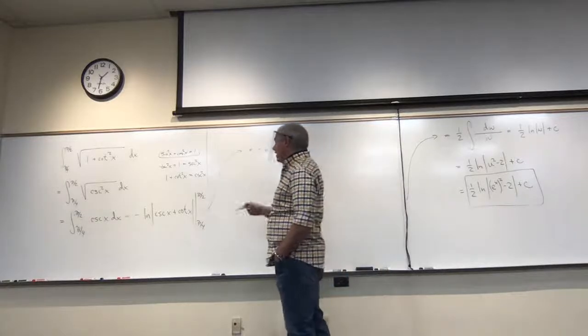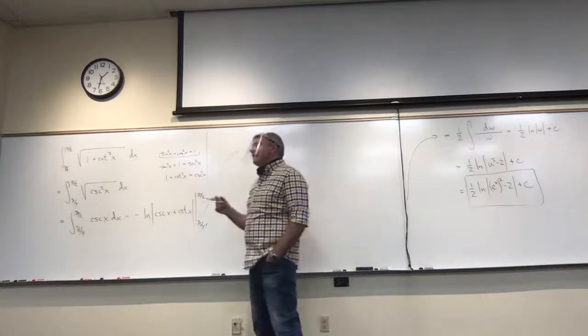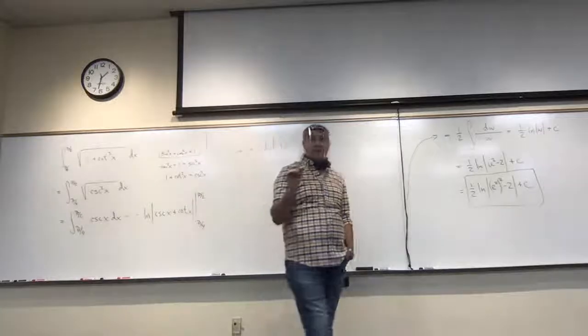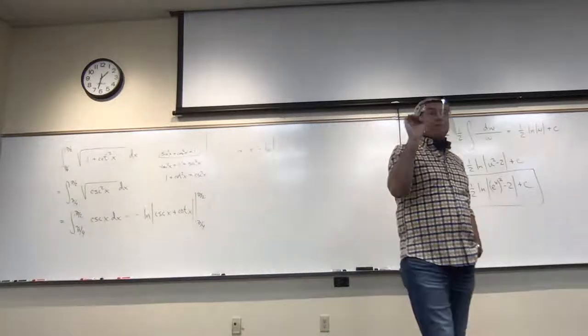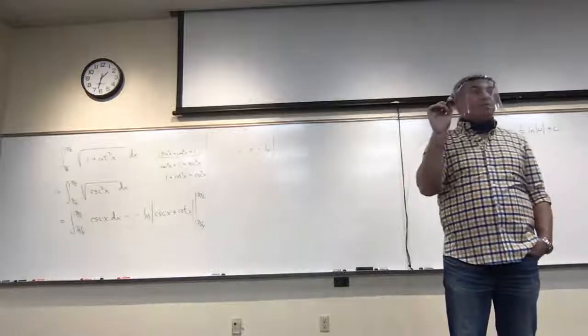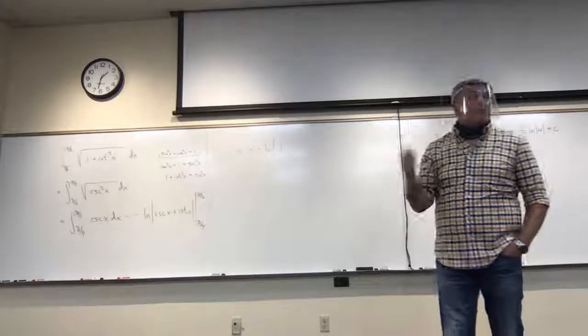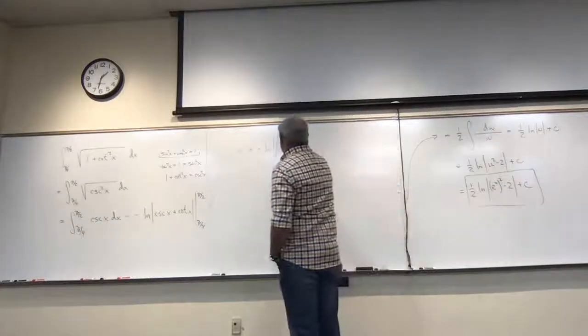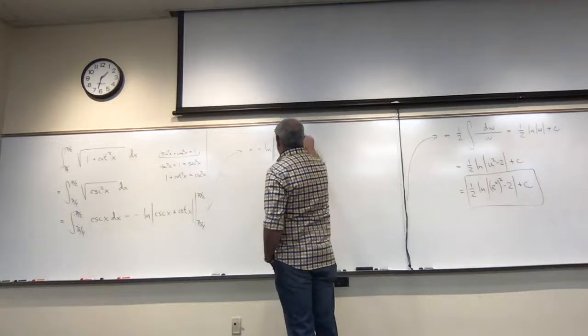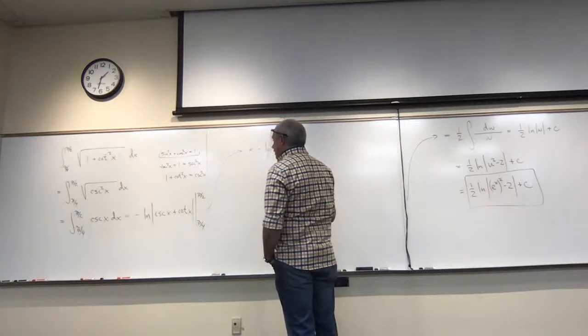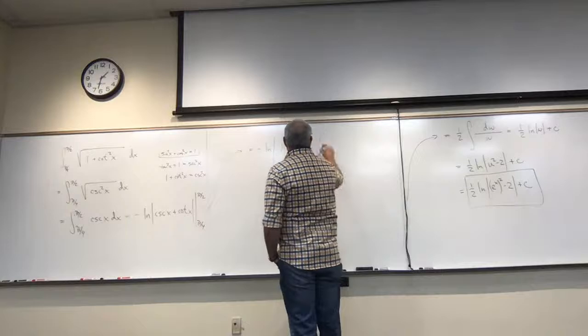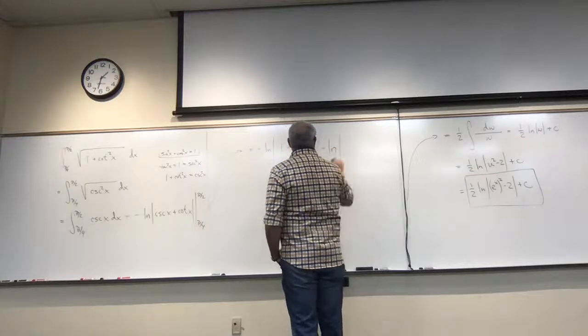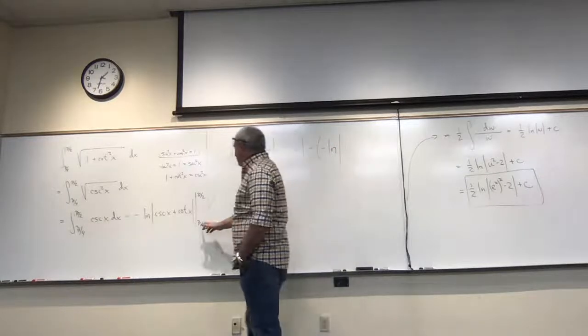Plus cotangent of pi over 2. Cotangent is cosine over sine. Cosine of pi over 2 is 0. So 0 over something is plus 0. Okay. And then we subtract minus ln absolute value of pi over 4.